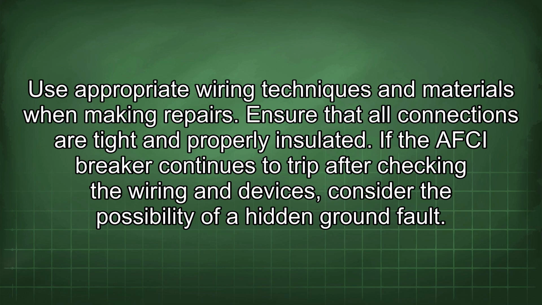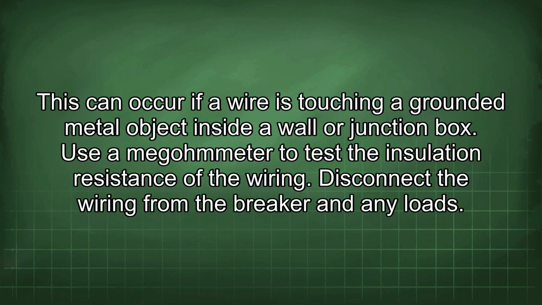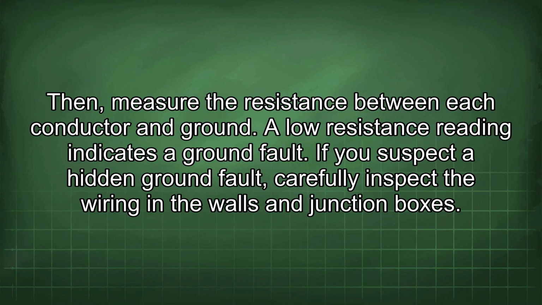If the AFCI breaker continues to trip after checking the wiring and devices, consider the possibility of a hidden ground fault. This can occur if a wire is touching a grounded metal object inside a wall or junction box. Use a megohmmeter to test the insulation resistance of the wiring. Disconnect the wiring from the breaker and any loads. Then measure the resistance between each conductor and ground. A low resistance reading indicates a ground fault.